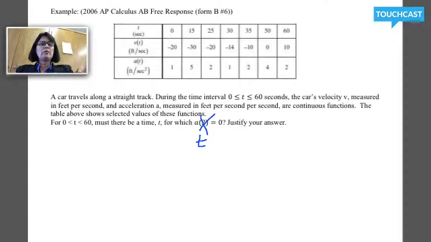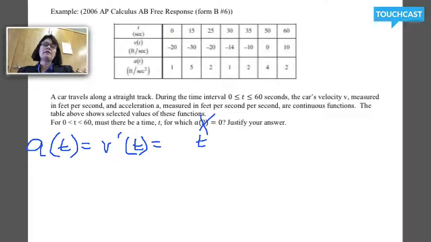So number one thing, doesn't have to be the first thing, but one thing we're going to have to notice is that a of t, which we're asked to prove the existence of a value of, can be written as a derivative. What derivative is a? That's the same as v prime of t.